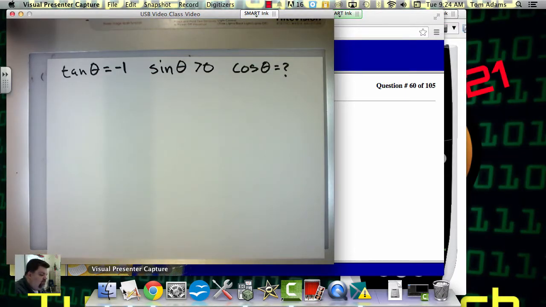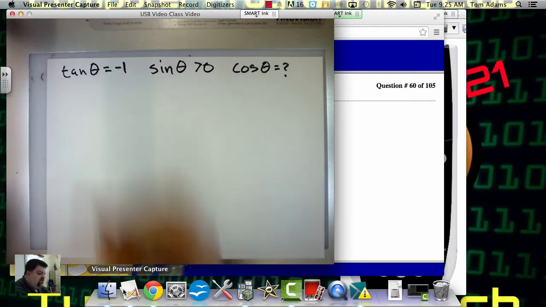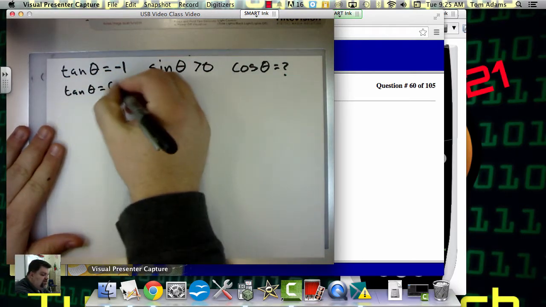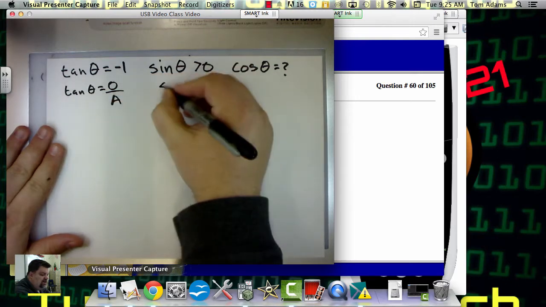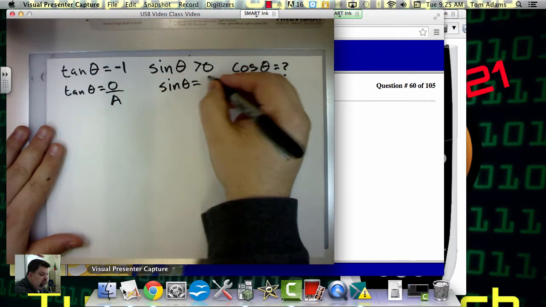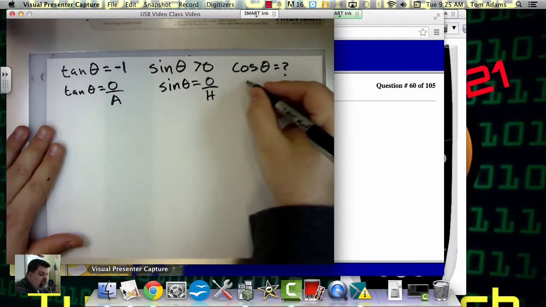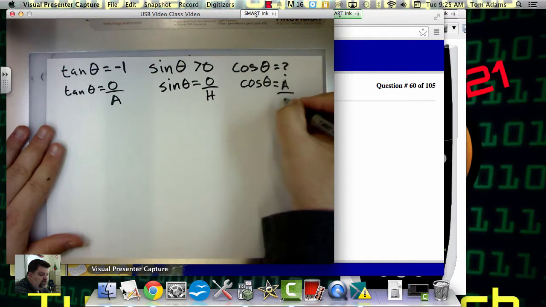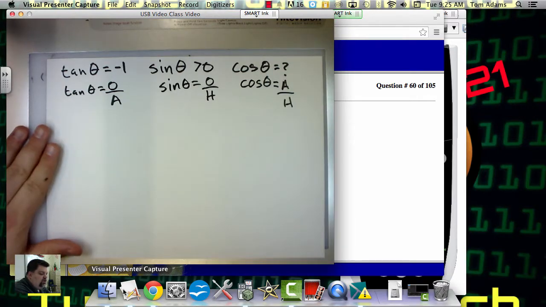Okay, so we need to remember what all this stuff means. Remember that tangent of theta is the opposite over the adjacent. Remember that sine of theta is opposite over hypotenuse. And what's cosine of theta? Good, excellent. All right, so how do I get -1 over 1?